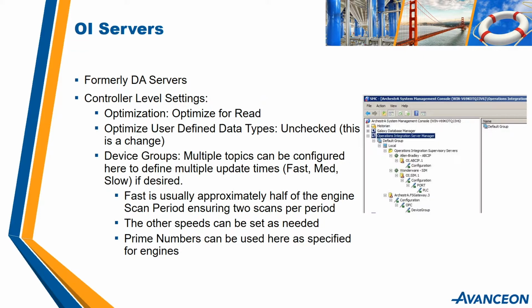OI servers, also known as DA servers, these are the communications from System Platform to your field devices. At the controller level settings, we set to optimize for read, and we uncheck optimized user-defined types. Used to have this checked, but I actually encountered some problems where it made sense to uncheck it and haven't seen any issues. So since it solved my problem, I'm recommending it be unchecked.